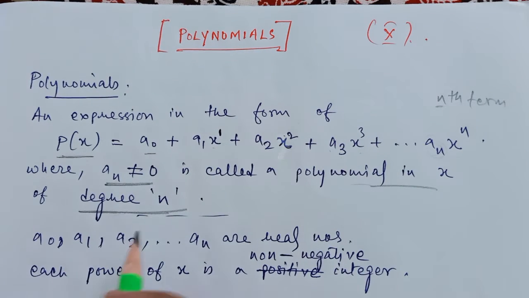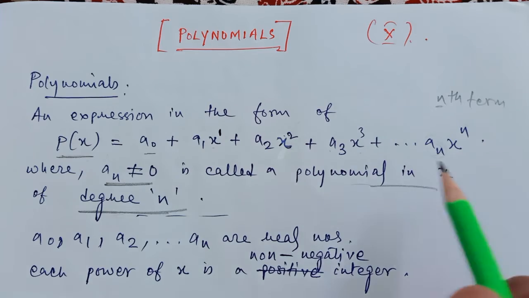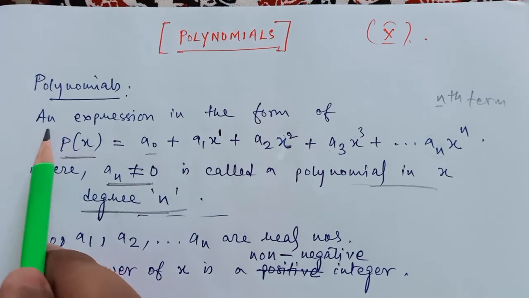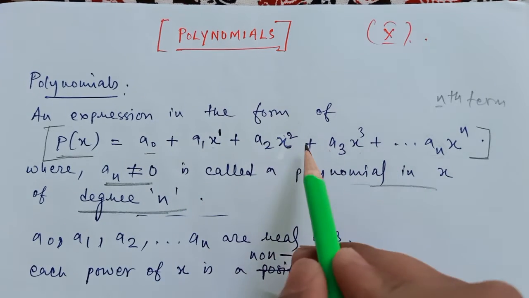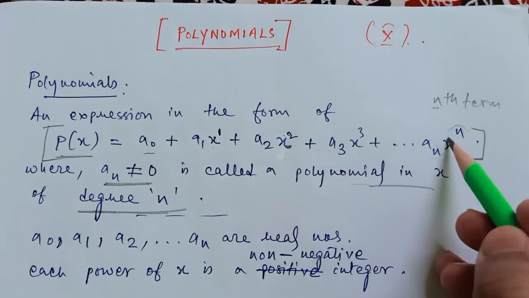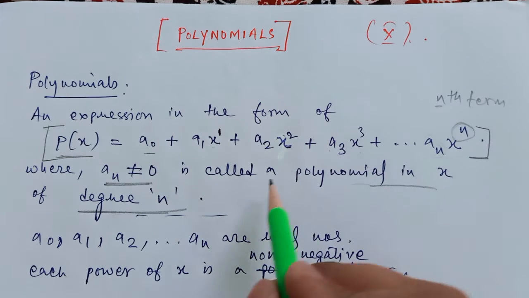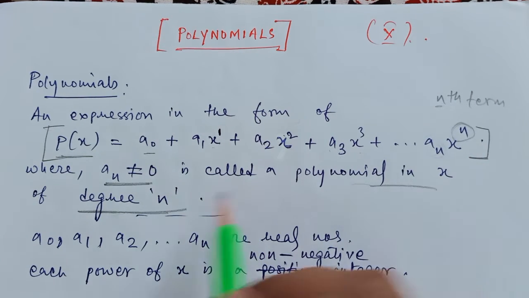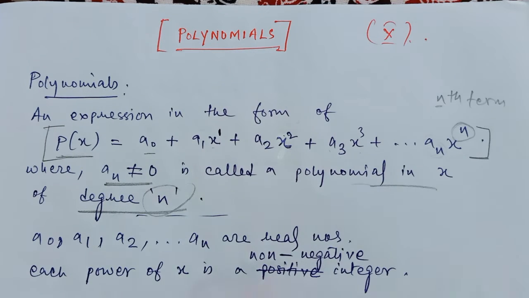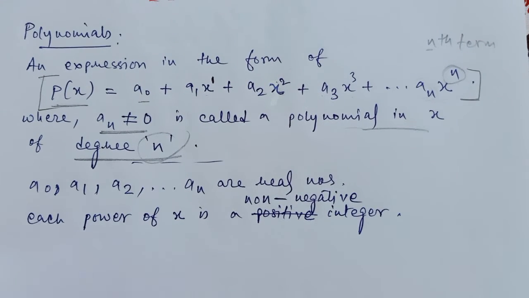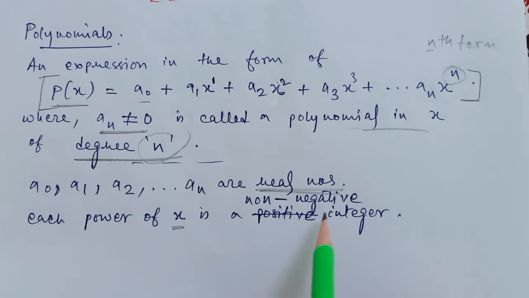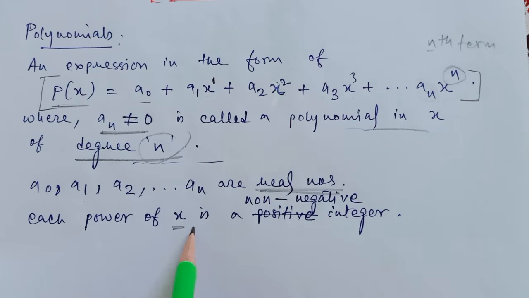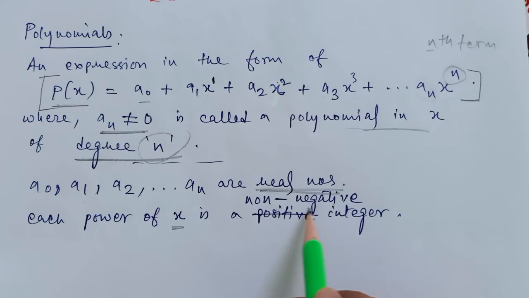What is degree? Basically degree is the highest power in a polynomial. In this general form of polynomial, you can see that the power is gradually increasing, right? So what is the highest power here? The highest power is of course n, so we say that it's a polynomial in x of degree n. Here a0, a1, a2 are all real numbers, and each power of x should not be negative. So each power of x is a non-negative integer.